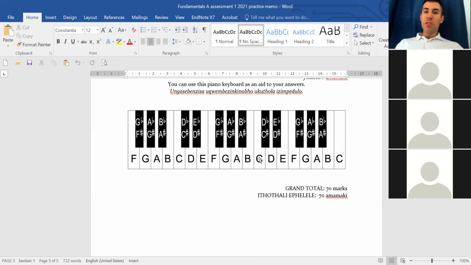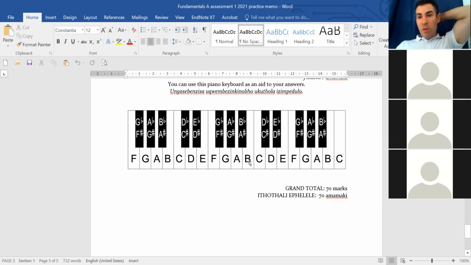Let's say we've also been asked to write a semitone up from the note A sharp. So we look for A sharp, there is A sharp. We need to take one step up. One step up is to the B. So our answer is going to be B.